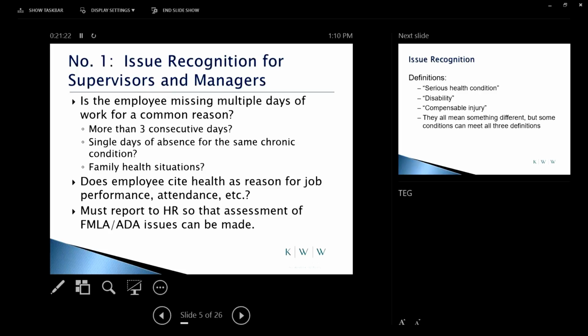If so, then your supervisors and managers need to know to come to you, raise the red flag, and then you need to consider whether you have enough knowledge to suspect that FMLA may be in the picture. Because keep in mind, the employee does not have to use those magic words: "I hereby invoke my right for FMLA leave." If you have enough information to know that FMLA might be in the picture, then you've got to manage that.